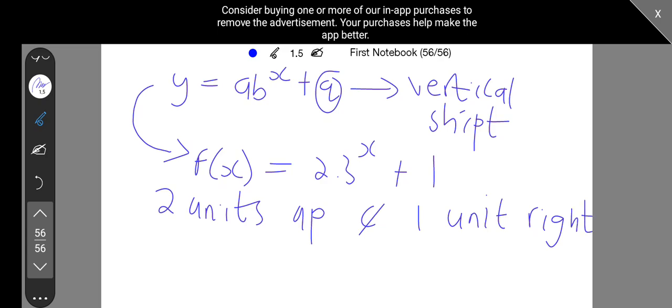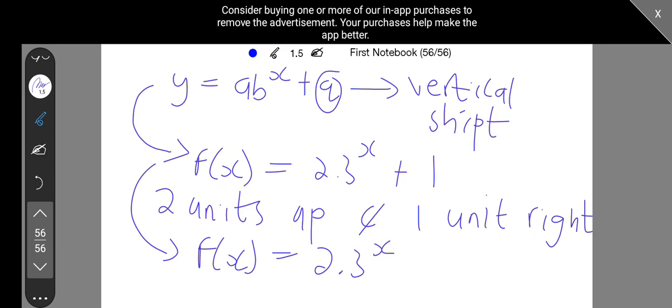So how are we going to do it? We're going to say that f(x) is equal to 2 times 3 to the power of x. We said when we are doing a horizontal shift, which is a shift to the right and to the left, we add or subtract on x. When we're going to the right, we subtract, but when we are going to the left, we add. For vertical, when we are going upward, we add, and when we are going downward, we subtract.